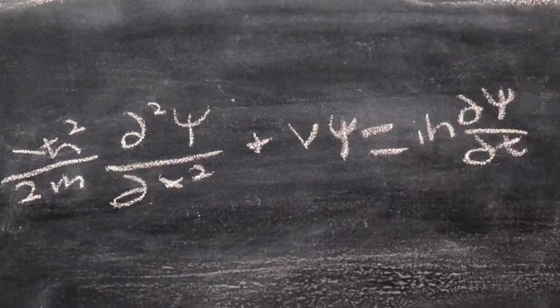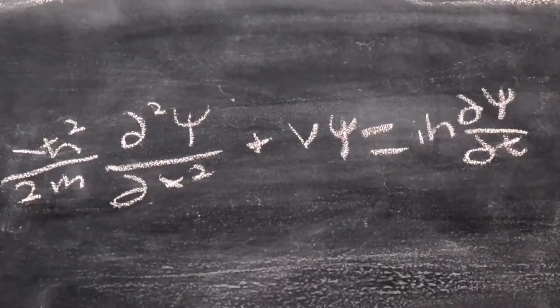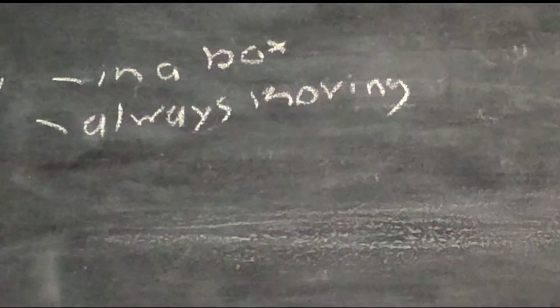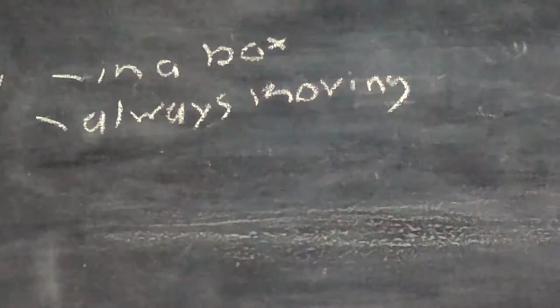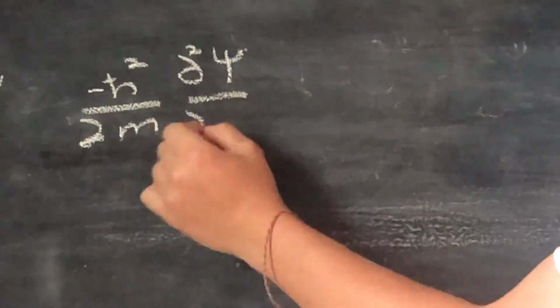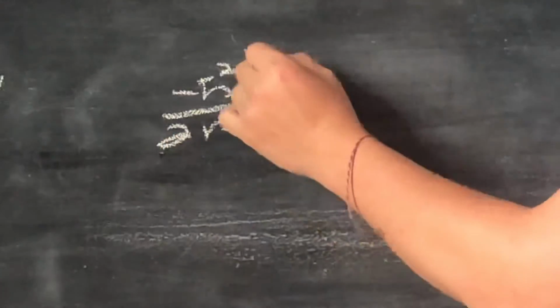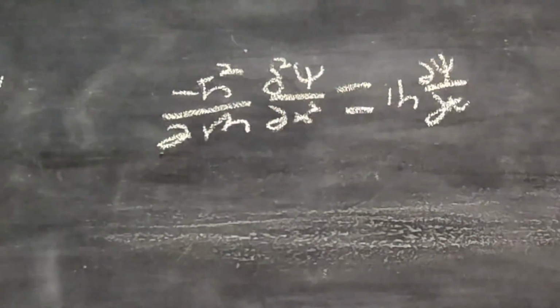Now we should be able to solve a very simple problem. But first, let's set up some constraints so it's a little bit easier. The first is that it's in a box and can only move left and right, and the second is that it is always moving. The reason why we want it to always be moving is so that we can ignore potential energy. And by ignoring potential energy, we can make the equation just a little bit simpler like this.